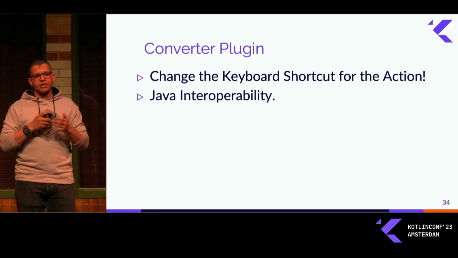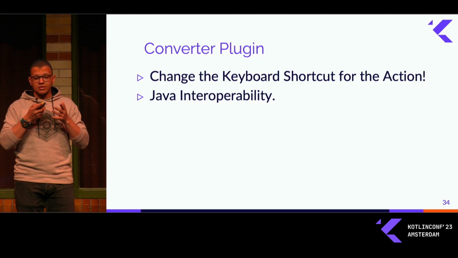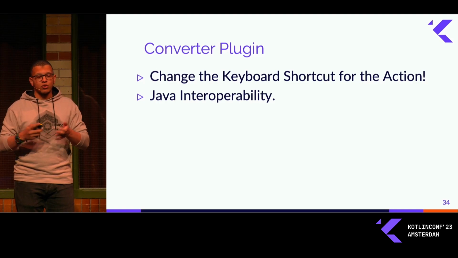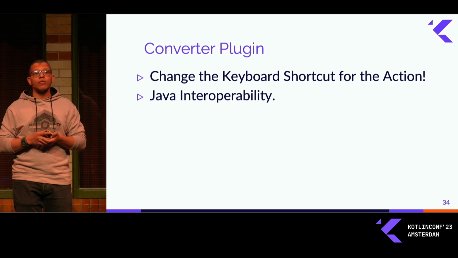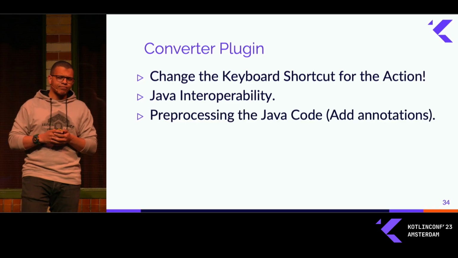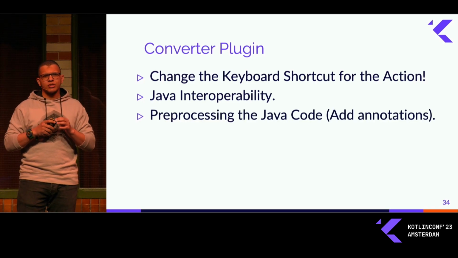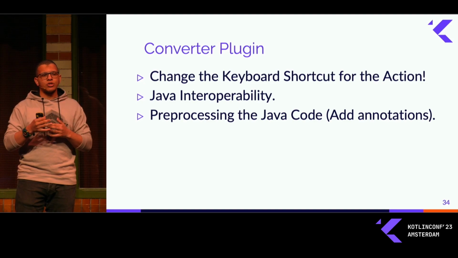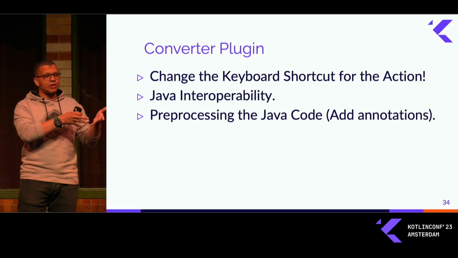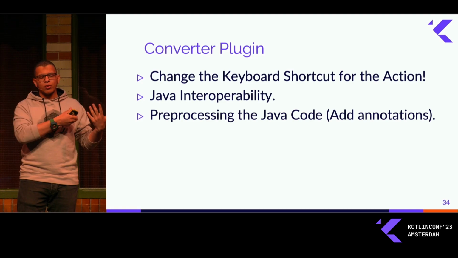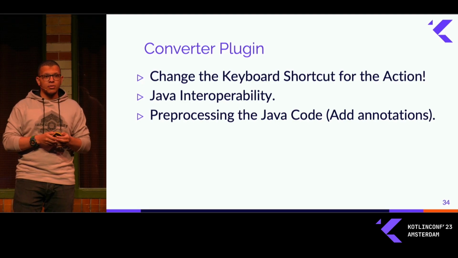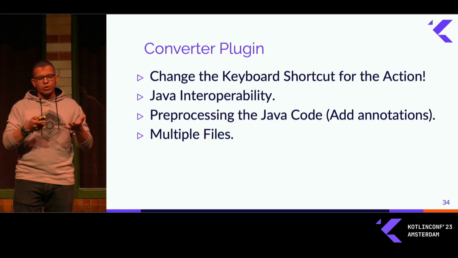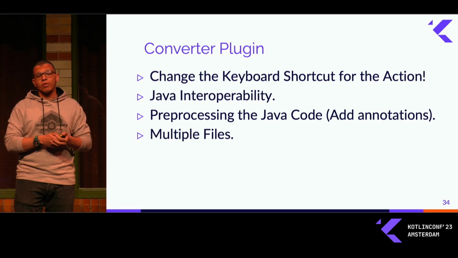It helps us with the Java interop. That's the beauty of it. That's the most important thing about it, because that way we can convert the code base incrementally. Here I suggest, before attempting the Kotlin converter action, try to pre-process the Java code. Maybe include some nullability annotations to help the plugin add the exact nullable types. You can also convert multiple files at once.